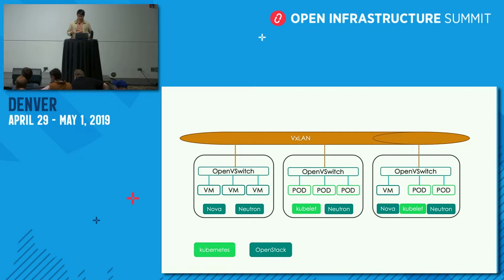Like in this page, we have a node on the left that only has OpenStack components and therefore can only host virtual machines. And we have the middle node that only has Kubernetes and OpenStack Neutron and therefore can only host containers. And last, we have a node on the right that has OpenStack components and Kubernetes and therefore can host both containers and virtual machines.